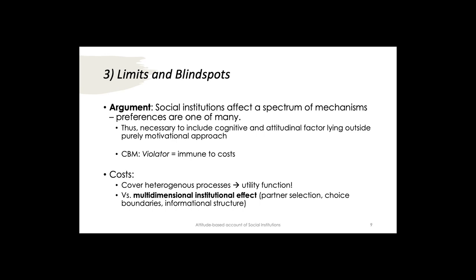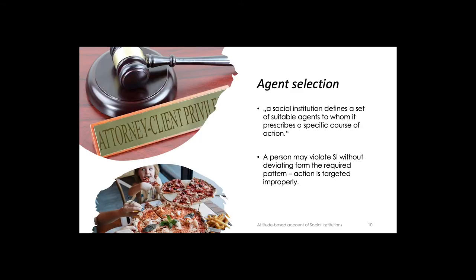It would be quite surprising if the whole impact that institutions have on conforming and or violating behavior lay in the single parameter of the interactions. It seems rather plausible that institutional role lies in the adjustment of strategy set, payoffs, partner selection, and informational structure of the interaction. Therefore, the multidimensional institutional effect seems like a good alternative proposal.